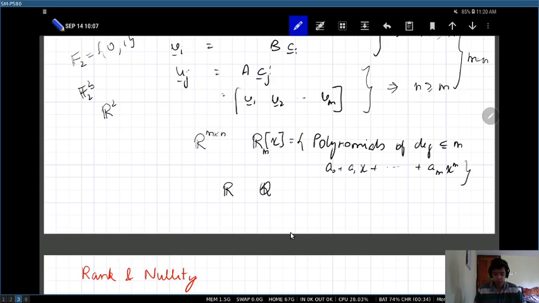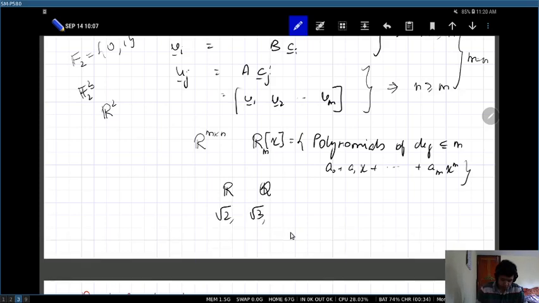Because any irrational number, for example, if you take root 2, root 3, root 5, root 7, any prime number, tell me if you can write alpha 1 root 2 plus alpha 2 root 3 plus alpha 3 root 5 plus alpha 4 root 7 equal to 0. Is there any rational linear combination of these elements which gives you the 0 element? In fact, no, this is not possible.